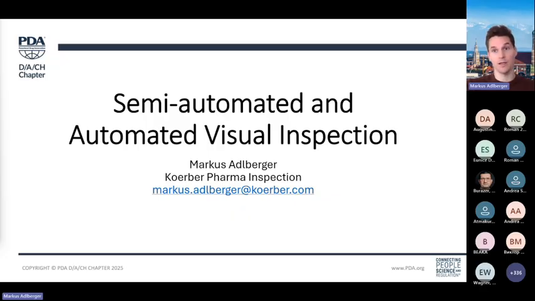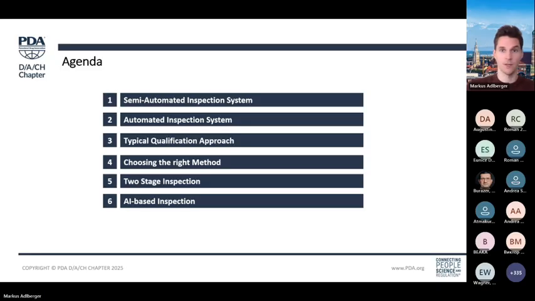I will give you now a general overview about semi-automated visual inspection machines and fully automated visual inspection machines. I will start with an overview of both the systems, followed by the typical qualification approaches. Then how can you select the right method for your process? And finally, I will show you 2 strategies to improve your inspection performance. First, the implementation of a two-stage inspection process, and second, how can AI improve your visual inspection process?